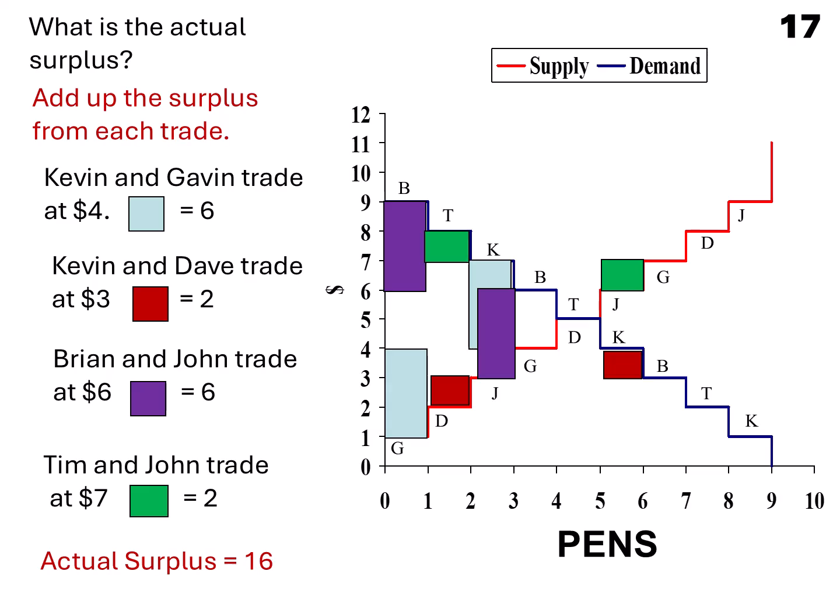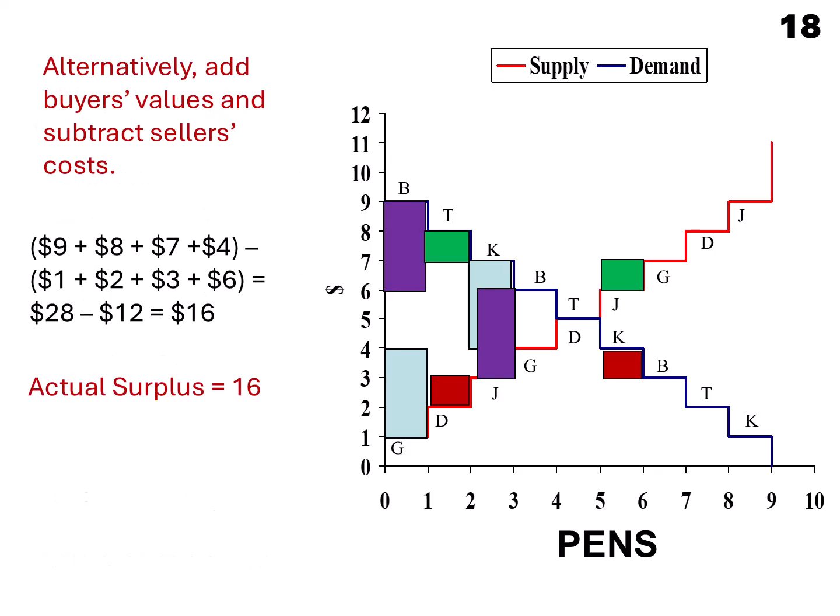The third trade between Brian and John produces $9 minus $3, which equals $6 in surplus. And the fourth trade between Tim and John produces $8 minus $6, which equals $2 in surplus. Adding up all the surpluses, we get $16 in actual surplus. Slide 18. There is an alternative way to calculate actual surplus. We can sum up the reservation values from the units bought and subtract the total cost of the units sold. The sum of the reservation values is $9, plus $8, plus $7, plus $4, which equals $28. Total cost is $1, plus $2, plus $3, plus $6, which equals $12. Thus actual surplus is $28 minus $12, which also equals $16.